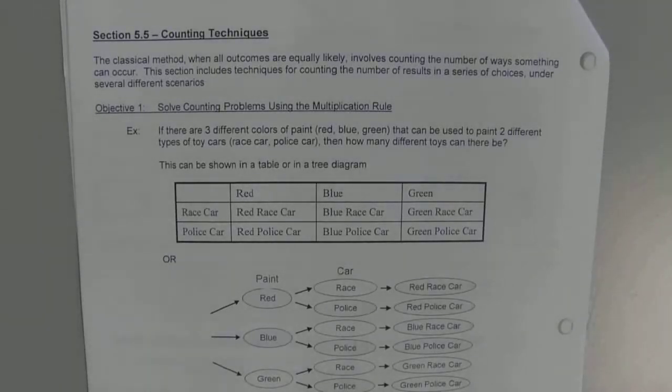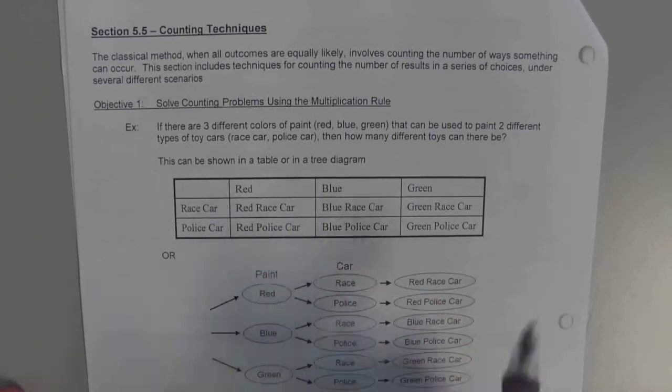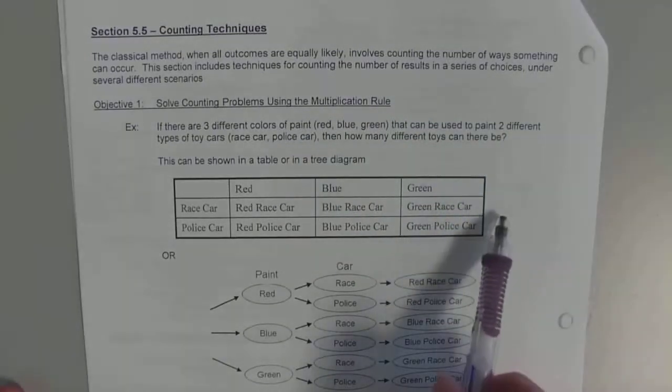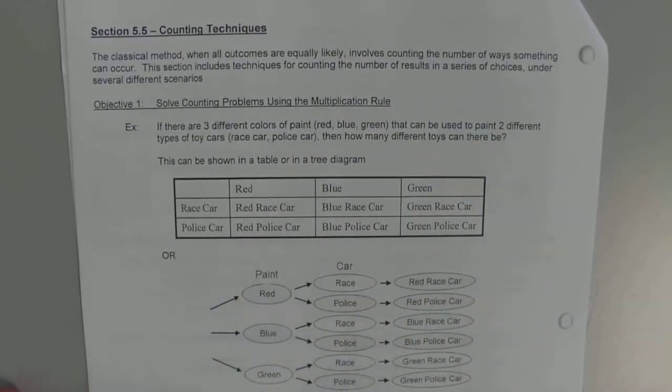So objective 1 is called the multiplication rule. It says if you have 3 different colors of paint, red, blue, and green, that can be used to paint 2 different types of toy cars, a race car, a police car, how many different toys can be made? There's 2 different ways to do it. One was with a chart to show you that you have 2 types of cars and 3 colors. Do you guys agree that there's 6 different toy cars that are happening? 3 are based on the type of car, right? 3 and 3, and then the other are based on the color.